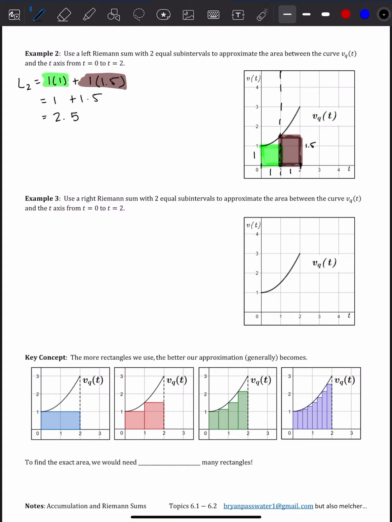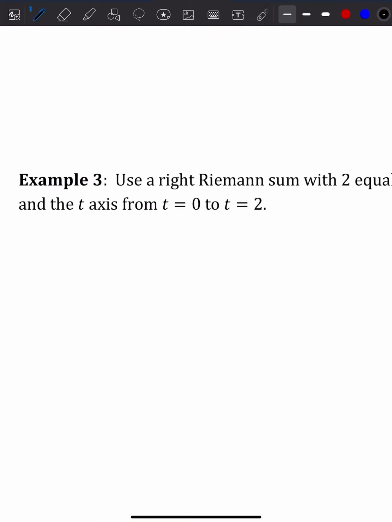We used L for left, we're going to use R for right. We want two equally sized subintervals here. Based off of what we did before, we already know the base of the first one and the base of the second one are going to be the same, which they both happen to be 1. So now all we're doing is trying to figure out what the heights are. So let's go look at what we got.